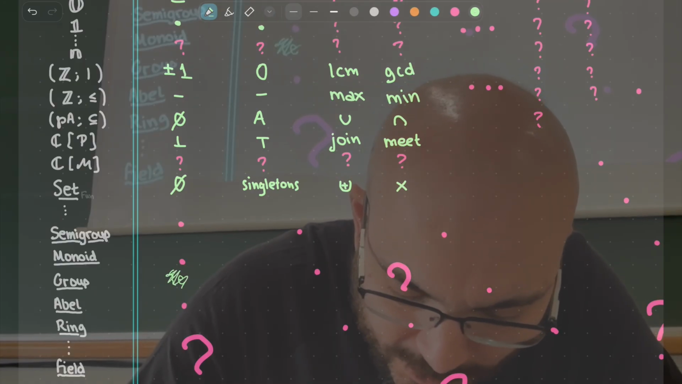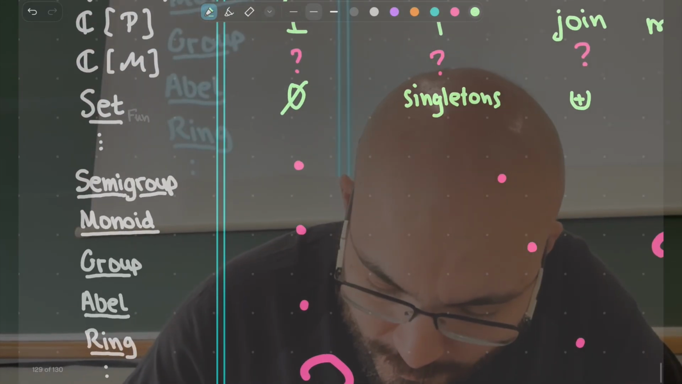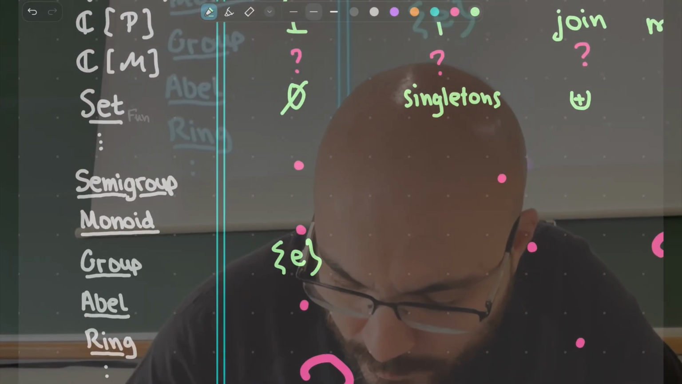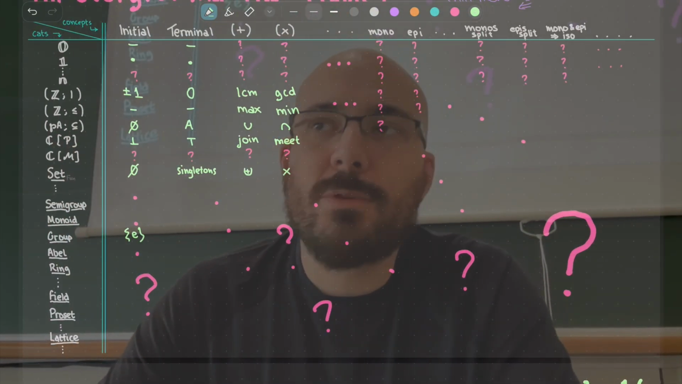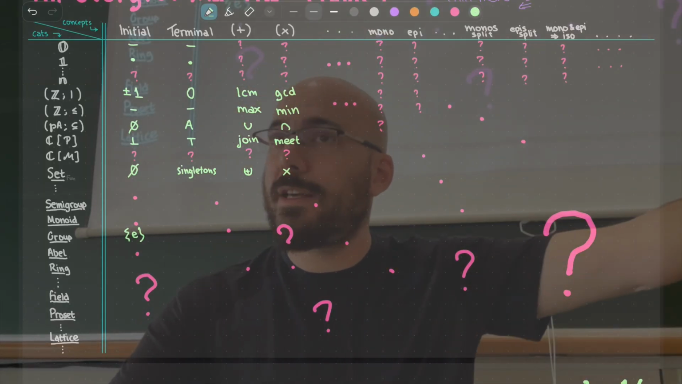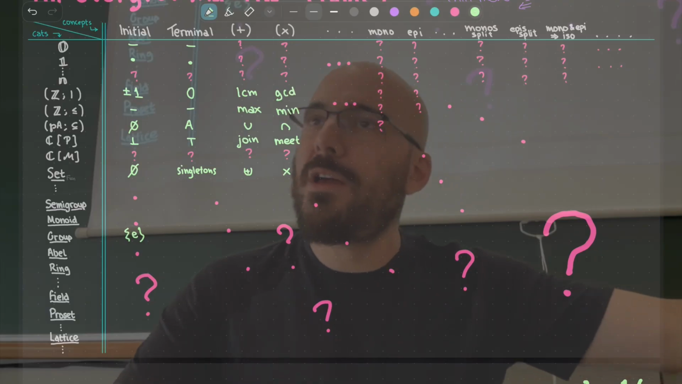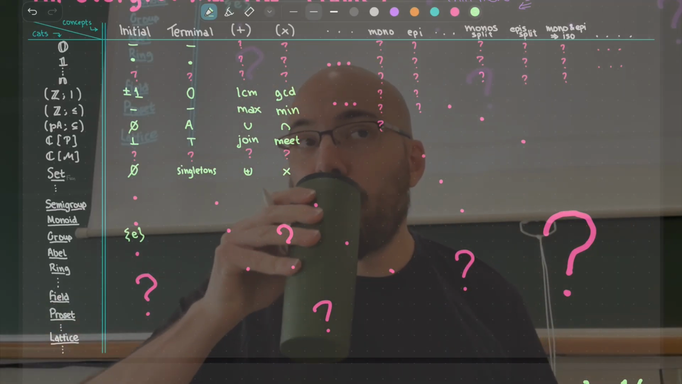Can you see what I'm writing? Okay, what about terminal objects? What does it mean, a terminal object? It means that every object can see you, right? You can get inside this object from any other object. Do we have a group like that?